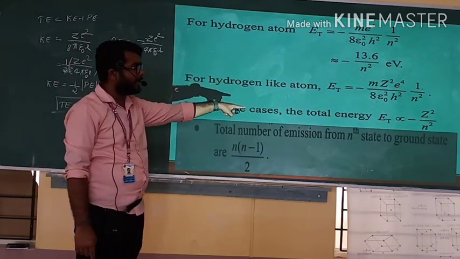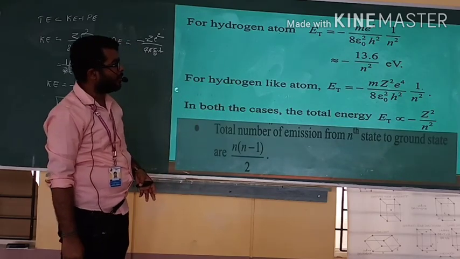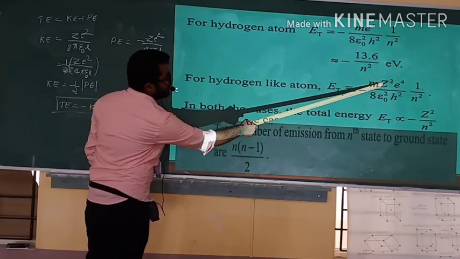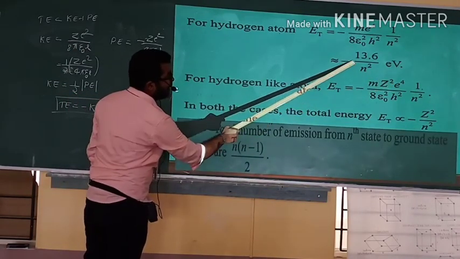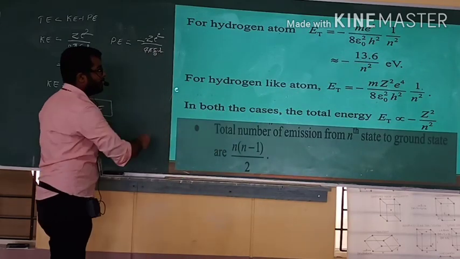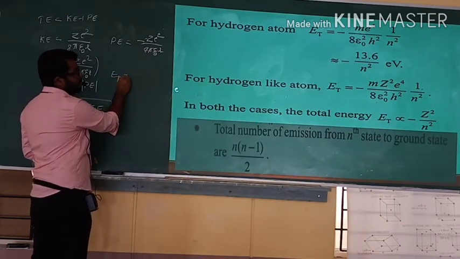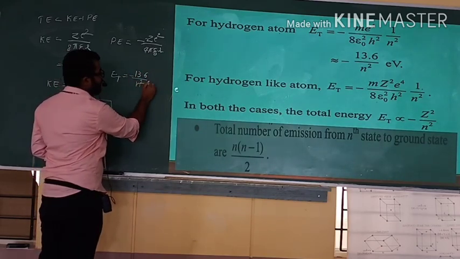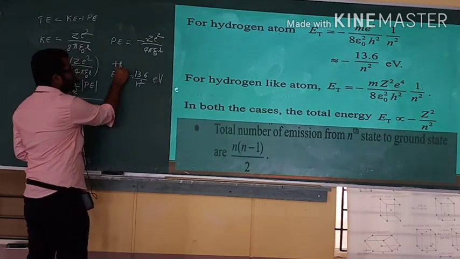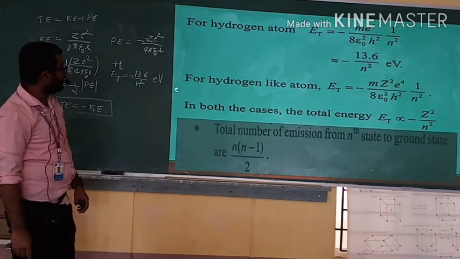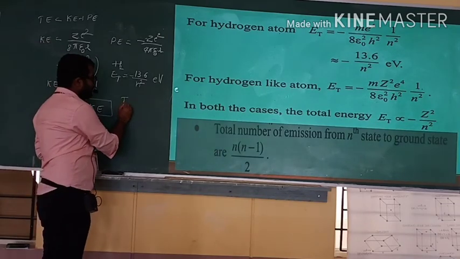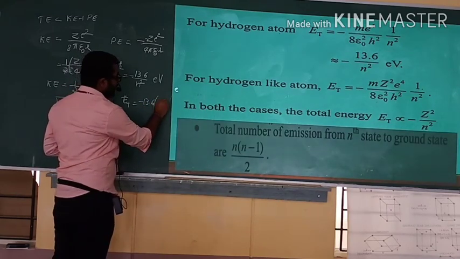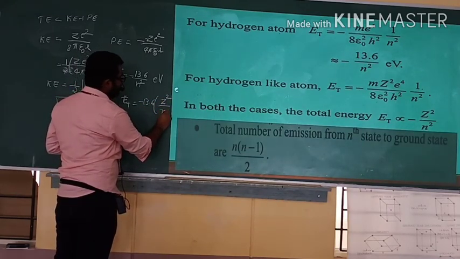For a hydrogen-like atom, that is, an atom other than hydrogen, what do we do? We multiply this equation by Z square and substitute the values. So here it is the total energy: E total is equal to minus 13.6 divided by n square electron volt for the hydrogen atom. For an atom other than hydrogen, we can write E total is equal to minus 13.6 into Z square divided by n square.